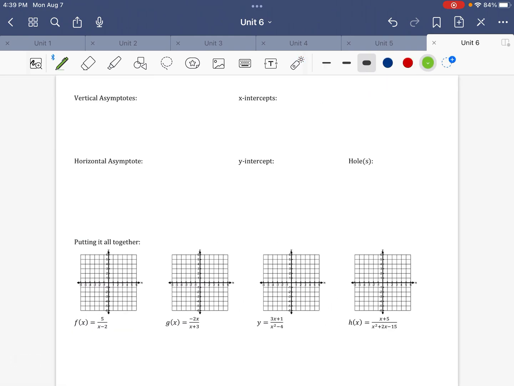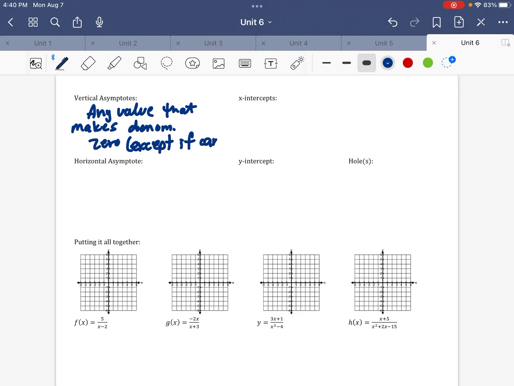So your vertical asymptote, these are the rules for that. A vertical asymptote is going to occur for any value that makes the denominator 0. Okay? And I'm going to say except if there's a cancellation. All right, so I'll show you that down here in a second.